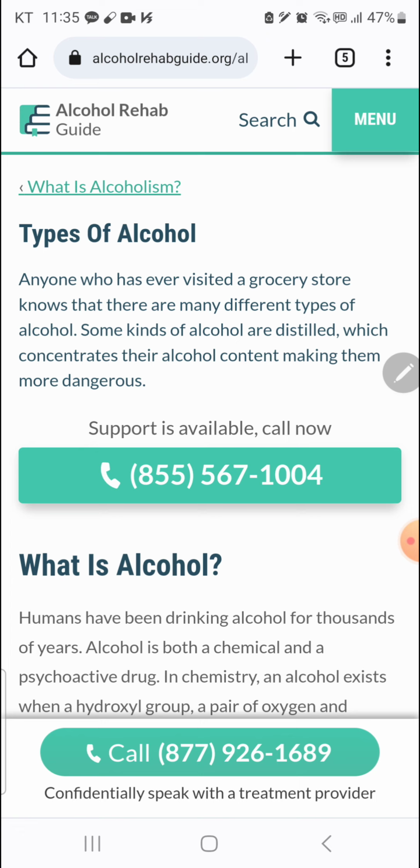Anyone who has ever visited a grocery store knows that there are many different types of alcohol. Some kinds of alcohol are distilled, which concentrates their alcohol content, making them more dangerous.